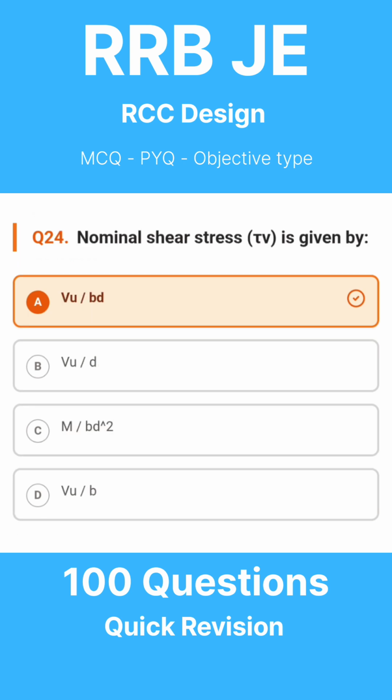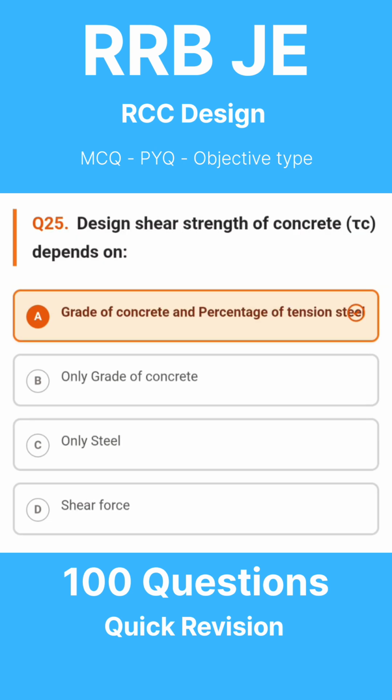Question 24. Nominal shear stress, tau v, is given by. The correct answer is Vu divided by bd. Question 25. Design shear strength of concrete, tau c, depends on. The correct answer is grade of concrete and percentage of tension steel.